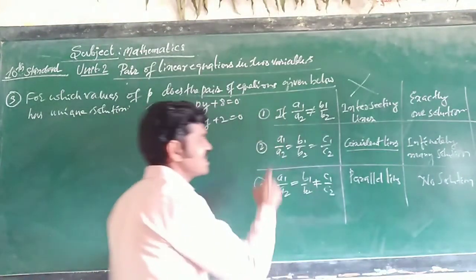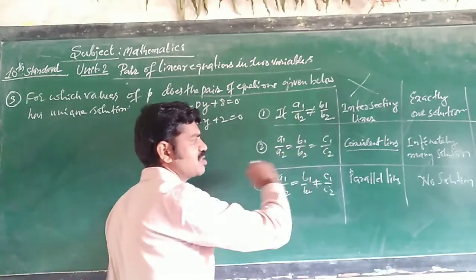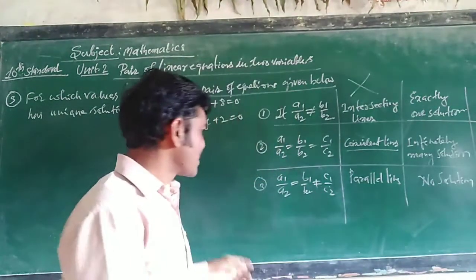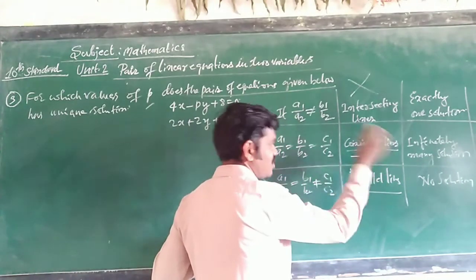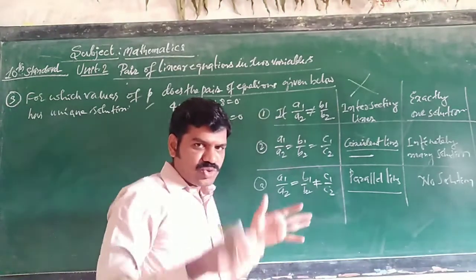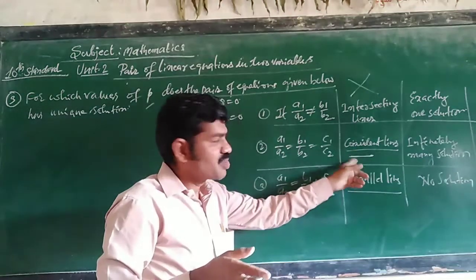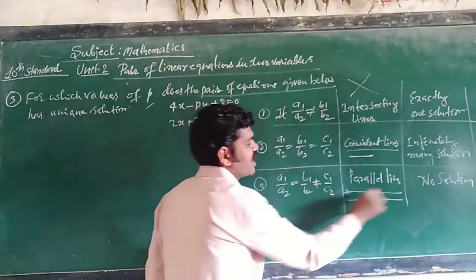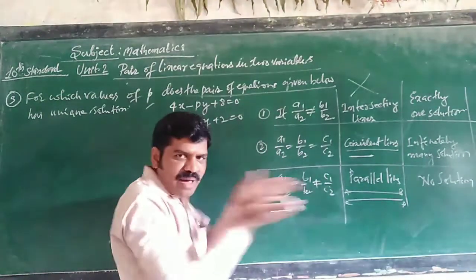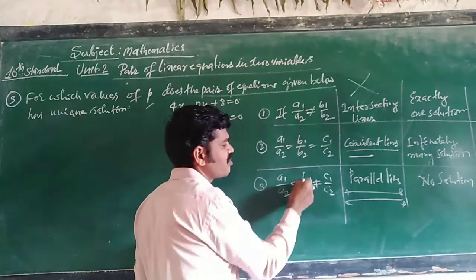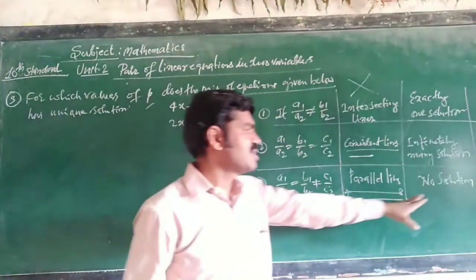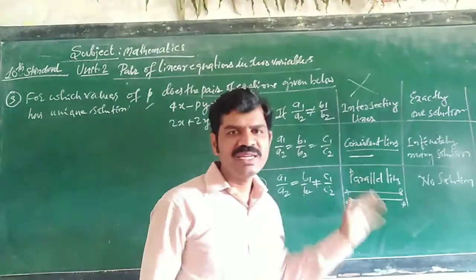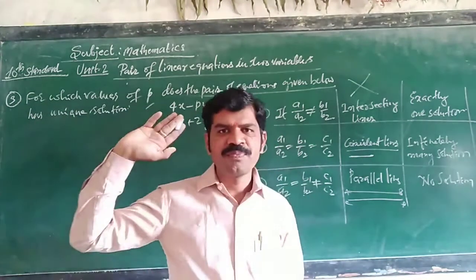If the lines are coincident, then a1 by a2 is equal to b1 by b2 is equal to c1 by c2, so that the system has infinitely many solutions. Coincident means one line is overlapping on another line, 2 lines looking like one. Parallel lines are where one line is parallel to another line, AB is one line and CD is another line, and AB and CD are parallel to each other. Then a1 by a2 is equal to b1 by b2, which is not equal to c1 by c2. In this situation, it doesn't have any solution. This is the condition we need to remember. If we keep it in our mind, then these kinds of problems will be solved easily.